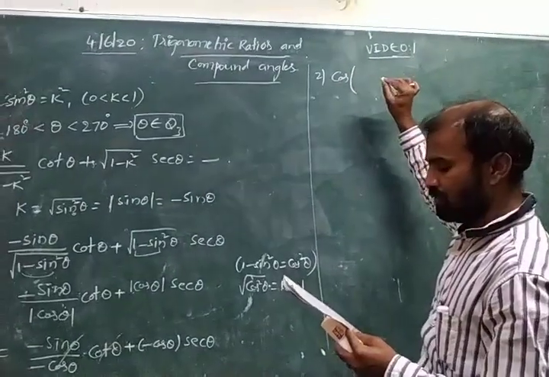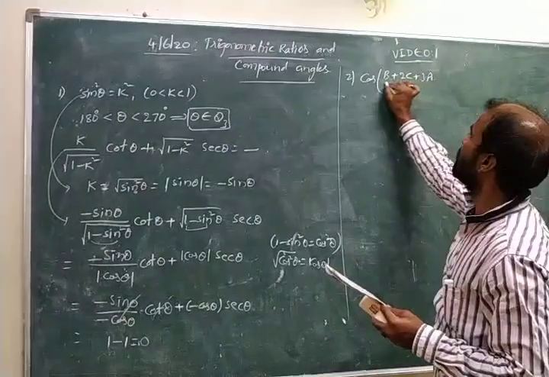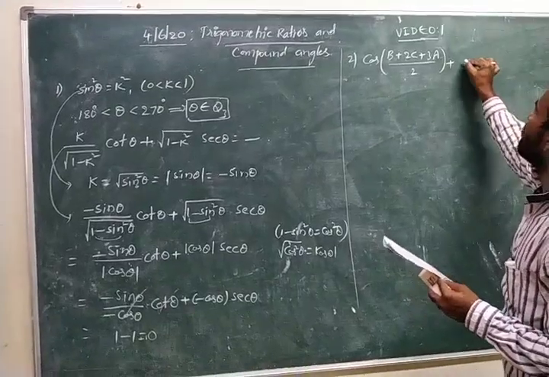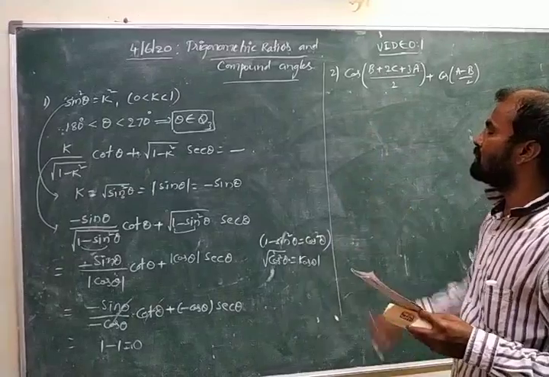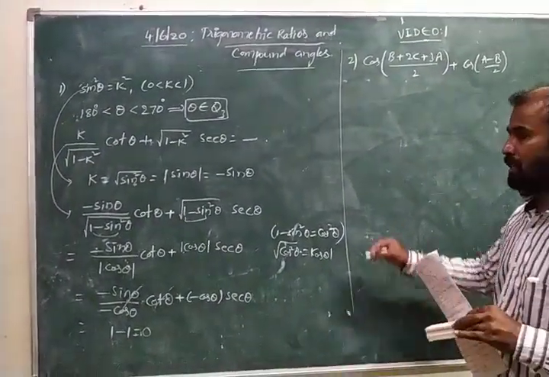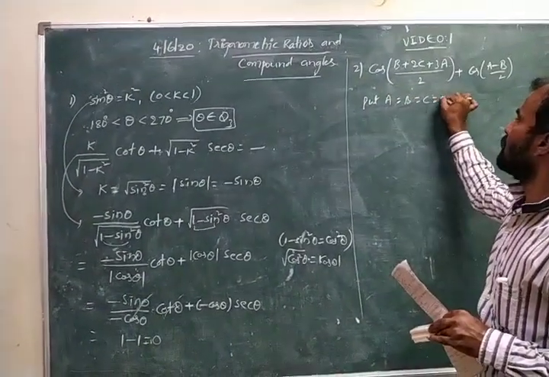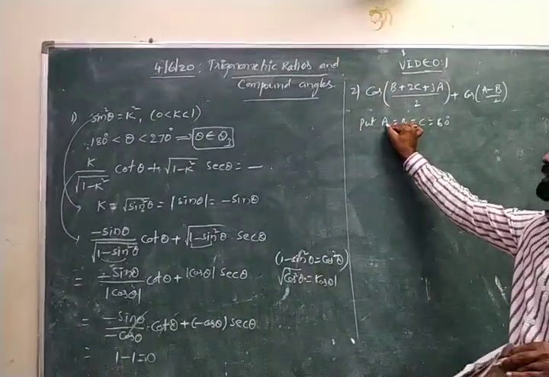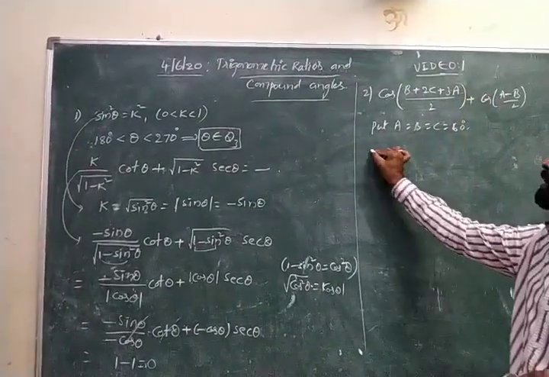Find the value of cos of (b plus 2c plus 3a) by 2 plus cos of (a minus b) by 2. Find the value of this. In triangle ABC, the sum of the three angles is 180 degrees. So for that, put a equal to b equal to c equal to 60 degrees each. By adding these three, we get 180 degrees, so the condition is satisfied. So substitute those values in the required value.